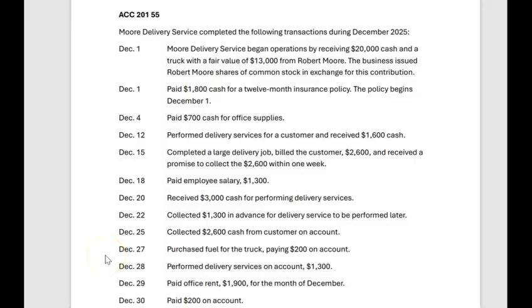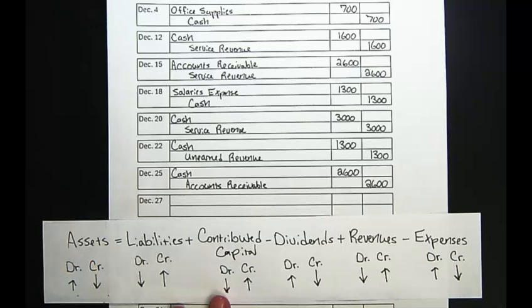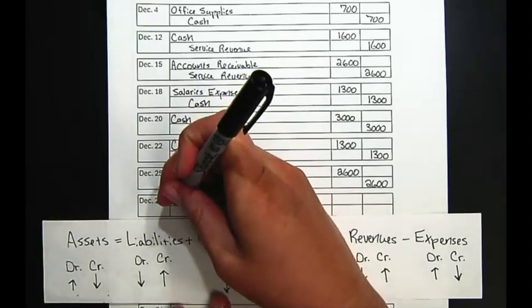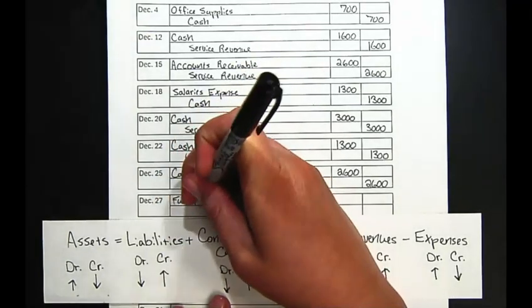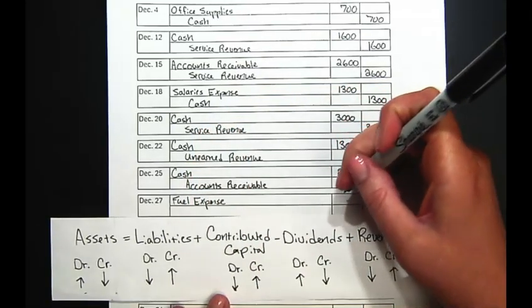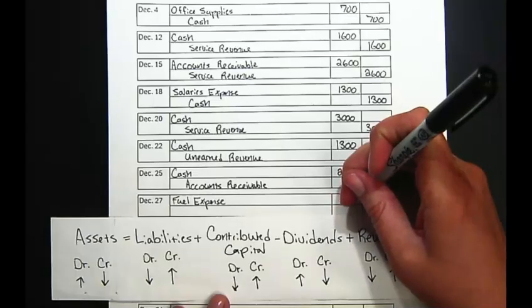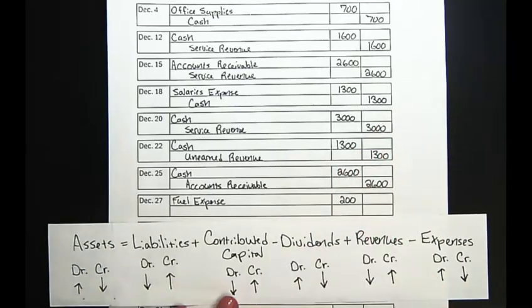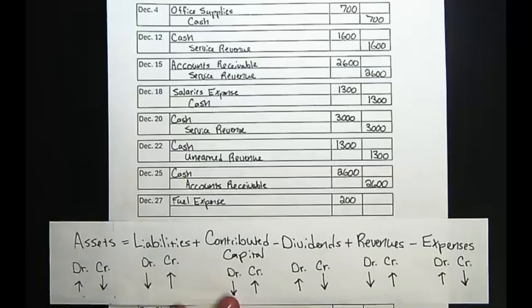On December 27th, More Delivery Service purchases fuel for the truck, paying $200 on account. The purchase of fuel is an expense. We record an expense with a debit. So I'm going to debit fuel expense. And I am going to credit accounts payable because we said we purchased this on account. That means we didn't pay for it. Accounts payable is a liability. We increase liabilities with a credit.